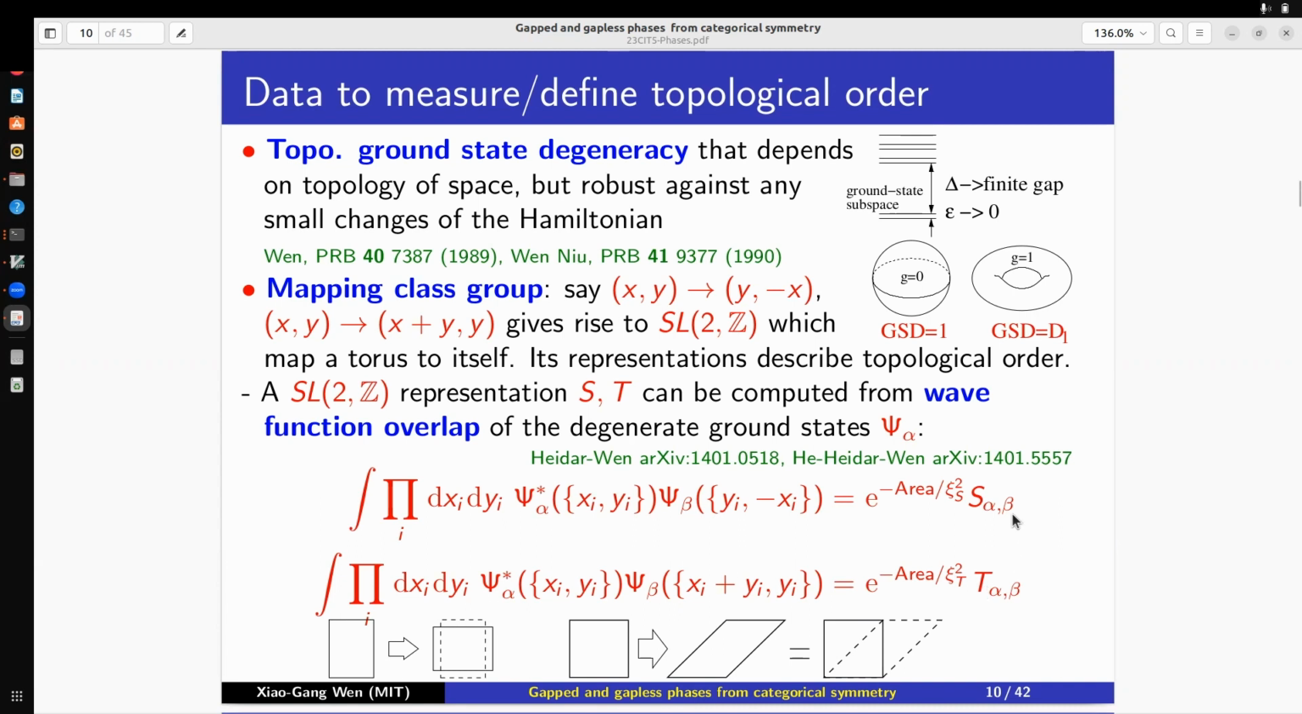The ST matrices are really the generating matrices for this 90-degree rotation and the shear deformation. These two transformations generate the so-called SL(2,Z) group, called the modular group. So these two ST matrices are a representation of this modular group. This is the way to extract data which quantitatively describes topological order. Although ST is not full data, it is detailed enough, and for simple cases it gives a complete description. So at the moment we pretend ST is full data and try to build the theory using the ST matrix.